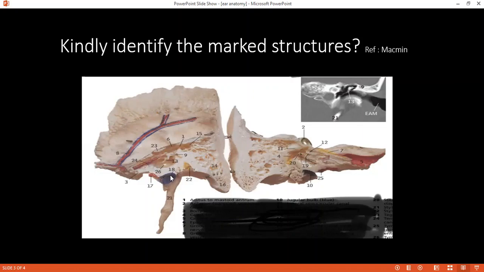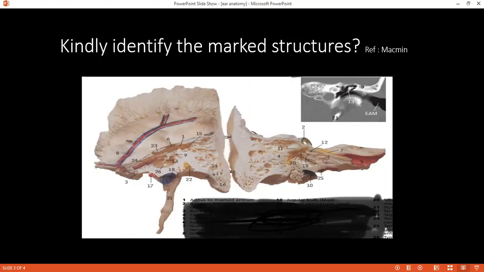18, this blue one. Yes, ma'am. It's the superior bulb of internal jugular vein. And 17 over here, this little red. It's the internal carotid artery, entering in the carotid canal. What is this 21? It's the styloid process.